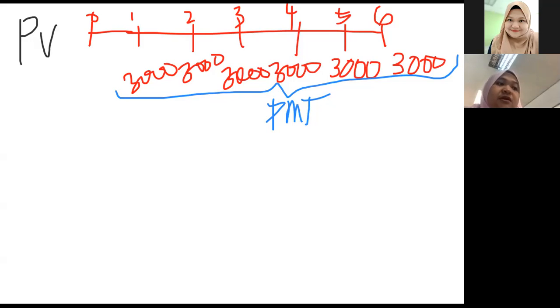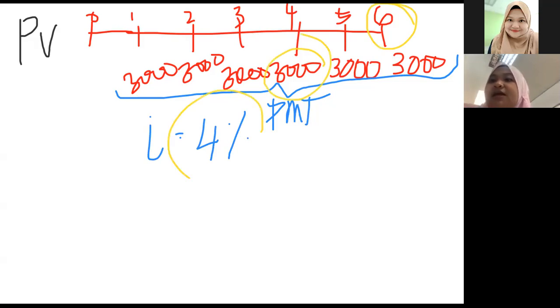For the next 6 years, from an account that pays interest at the rate of 4%. So the I is 4%. How much should you save today in order to achieve your goal? So the information given to you: 6 years, payment is 3,000, I is 4%. So now let us calculate present value.